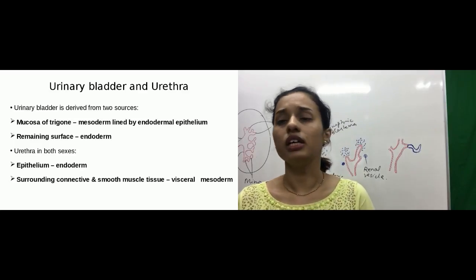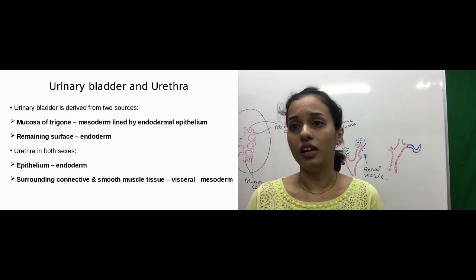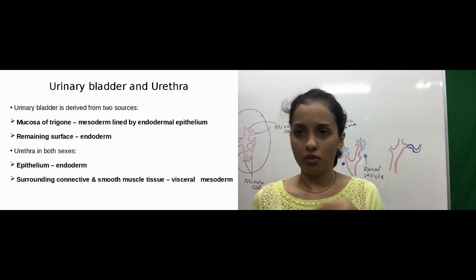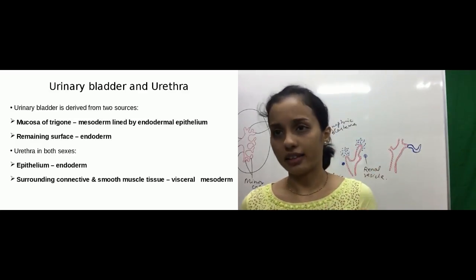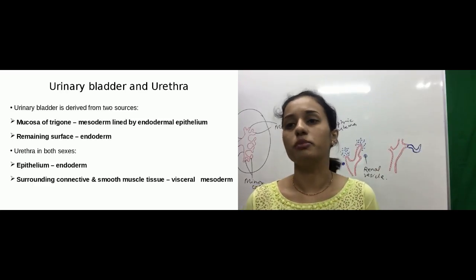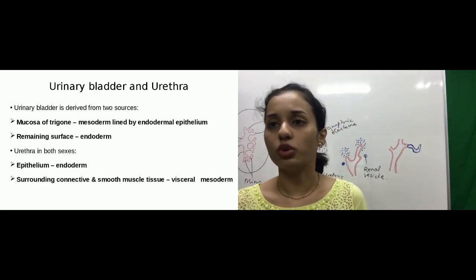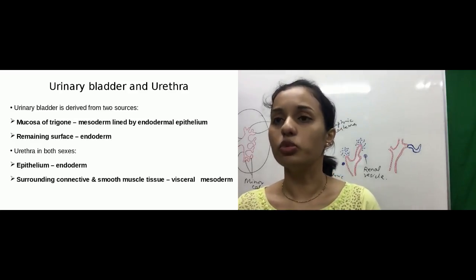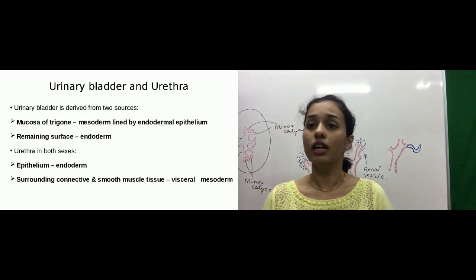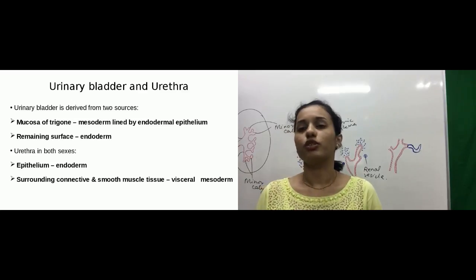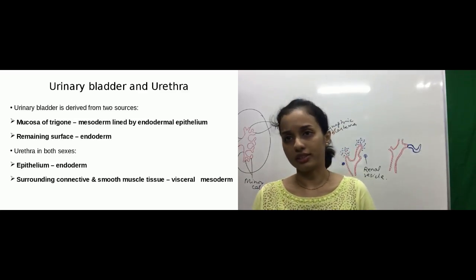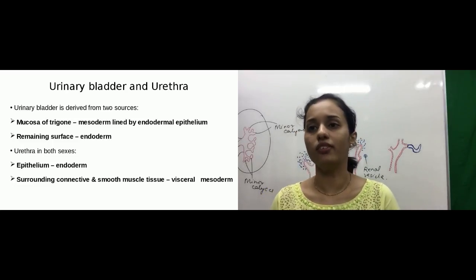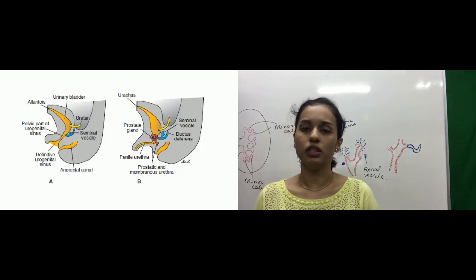Visceral mesoderm is mainly the lateral mesoderm, which will divide into the somatic part and the splanchnic part. The splanchnic part of the mesoderm is called visceral mesoderm. So, they form a covering, a surrounding connective and smooth muscle tissue. So, this is the overall summarization of the development of bladder and urethra. The phallic part we will be learning in my next video on the development of genital system.